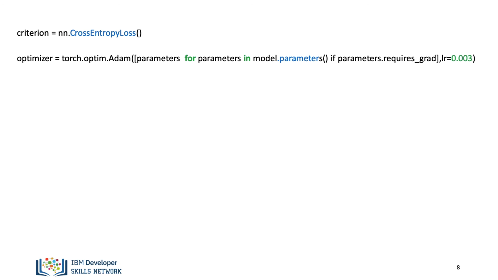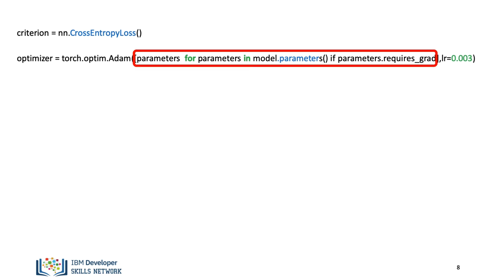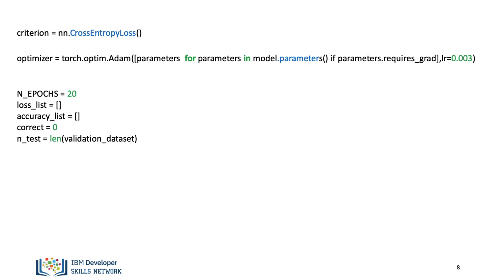You will create a cross-entropy criterion function. You will create an optimizer object. The optimizer will only use parameters where the requires_grad attribute is set to true. You will create a list for the training loss and validation accuracy. You will also have to determine the number of epochs, in this case 20, plus several other parameters.